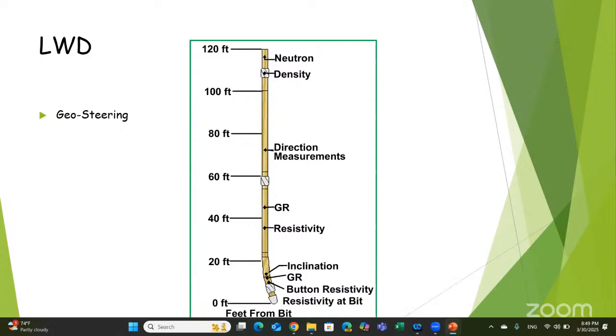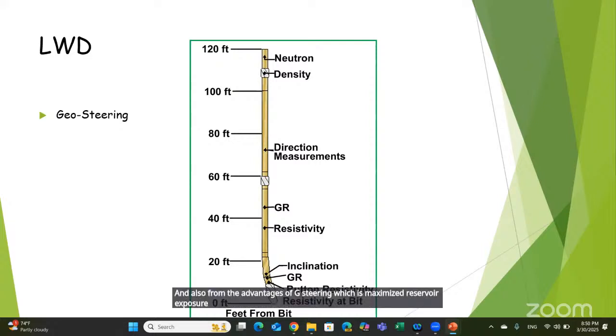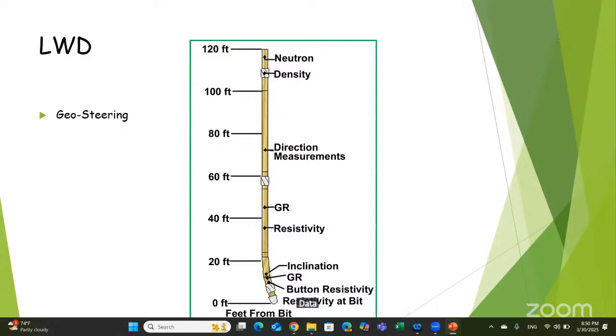And among the advantages of geosteering are: maximize reservoir exposure, reduce drilling risk, optimize wellbore placement, and save cost, which reduces the need for corrective sidetrack. The challenges or limitations of geosteering are high cost, requiring advanced logging while drilling tools and software, complex real-time decision making, and data transmission limits, since mud pulse telemetry has bandwidth restrictions.